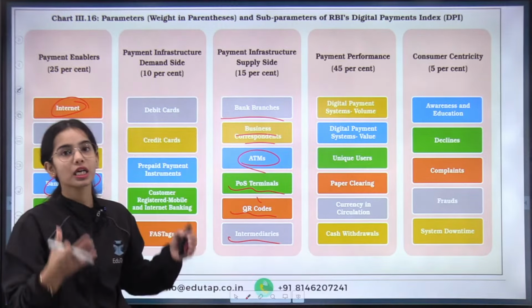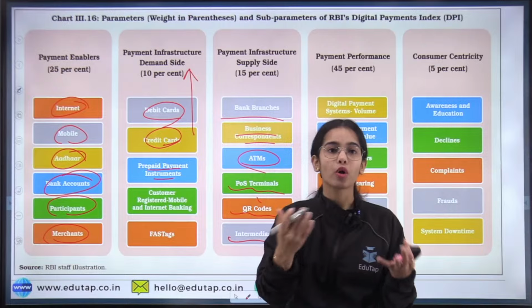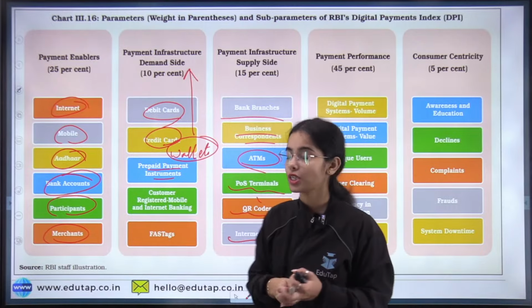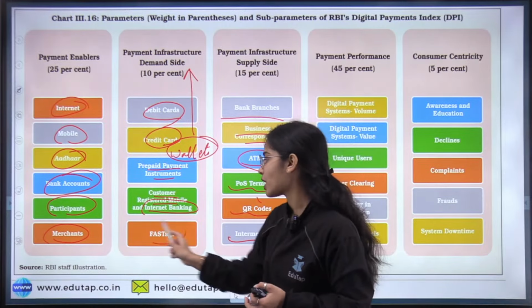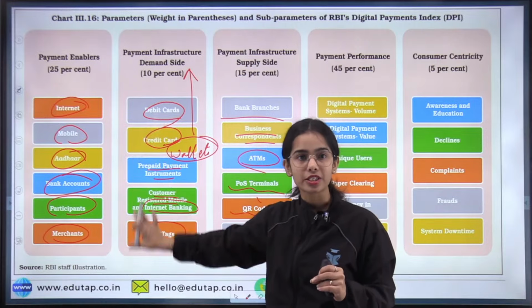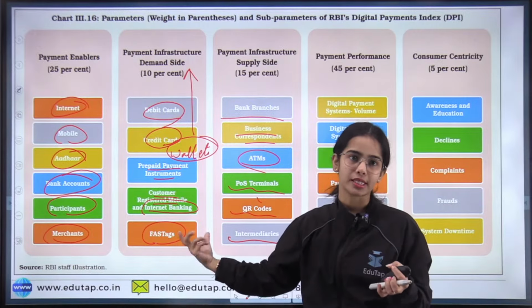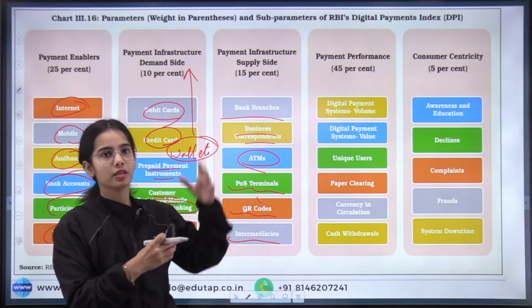Now payment infrastructure demand side. If the merchants have POS machines, then you require the debit card or the credit card. So credit card and debit card, these are the payment infrastructure on the demand side. Prepaid payment instruments, okay, wallets, the Paytm wallet or the PhonePe wallets that you have, the digital wallets through which you can do the transactions. The customer registered mobile and internet banking, through the internet banking also you can do the payments, as well as the FASTags. So FASTag, these are the things that the consumers, the customers have. So the people have FASTag, and at the toll the payment can be taken directly from the FASTag, okay. So these help in the digital payment broadening. These are the payment infrastructure demand side.